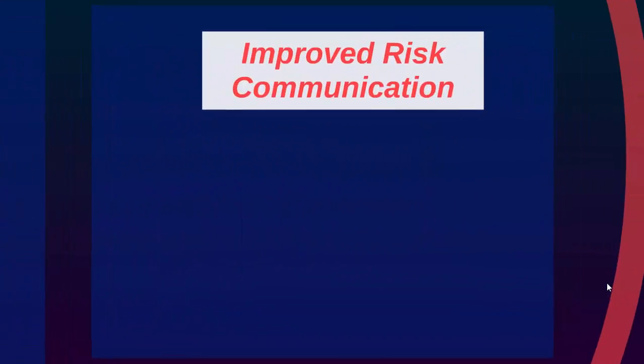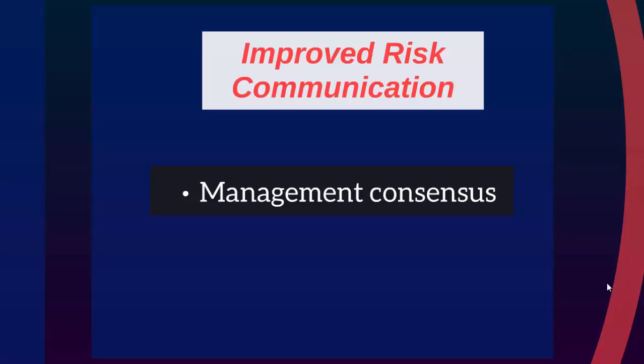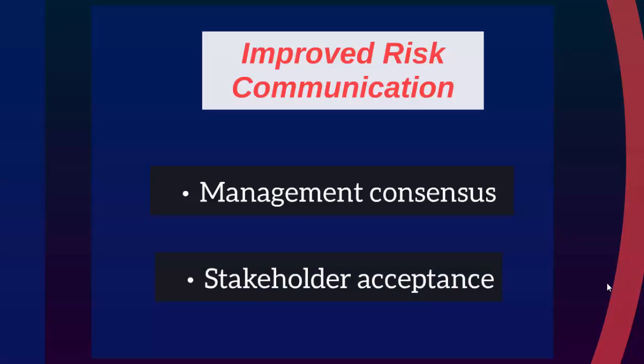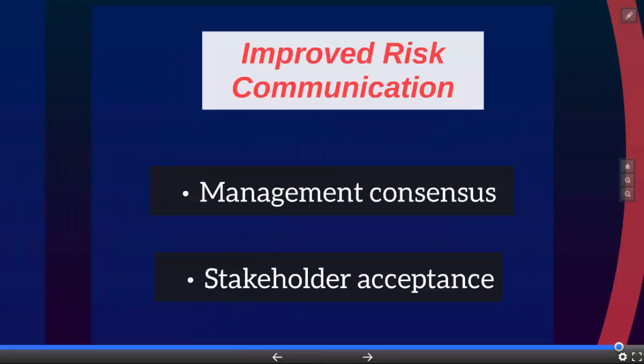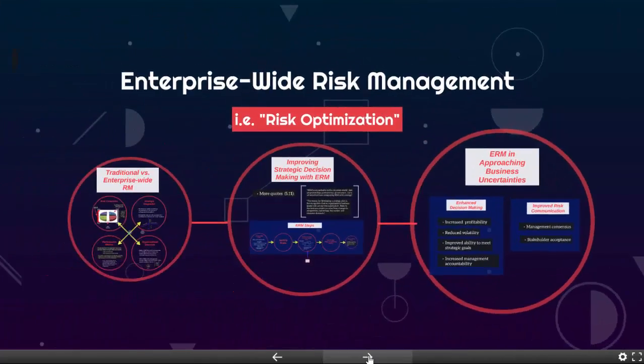And last, it results in improved risk communication. By definition, management must work together to come up with an enterprise risk management approach. Therefore, you achieve management consensus, and hopefully consensus throughout the entire organization, particularly if this is a collaborative culture. And you achieve stakeholder acceptance. Stakeholders, again, are not only your management and employees, but also your customers, your partners, and regulators, and even the community at large. This can be especially complicated, but all the more important in our more global, technology-driven society. And that concludes our discussion of enterprise-wide risk management.